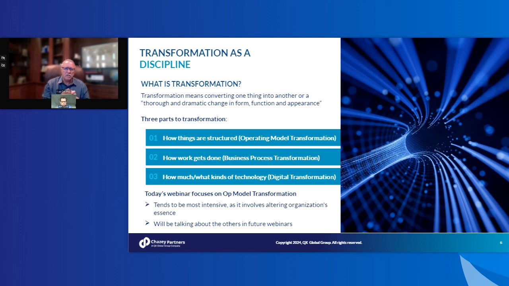So transformation is really different than incremental improvement or optimization. And I think we want to drive that point home. We're not going to get an AI-capable enterprise or function with optimization of an existing operating model. It's too fundamentally different. And when we see dramatic change in form, function, and appearance, that meets that threshold. So the operating model, obviously, is how things are structured, how work gets done, and what kind of technology.